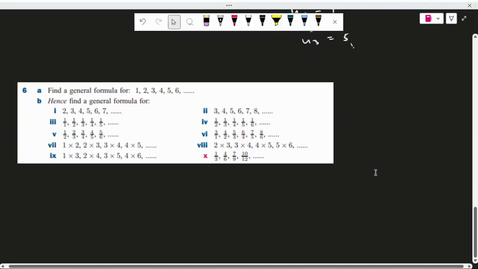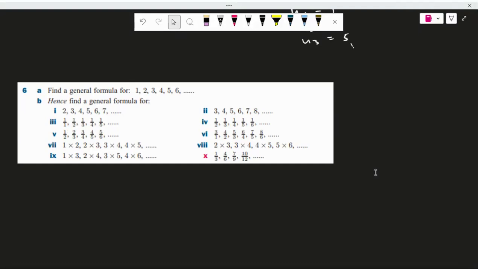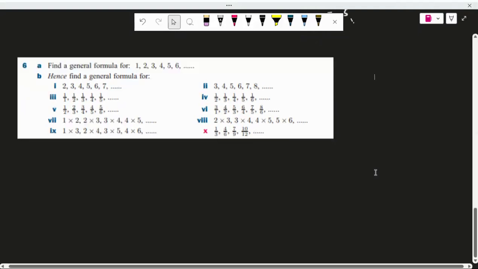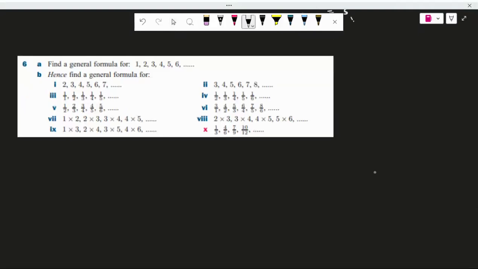Question 6a. Find a general formula for 1, 2, 3, 4, 5, 6. Hence, find the general formula for the given questions. Yes, part A. What will be the general formula for part A? It would just be n. Yes, it will be n. Un is n.